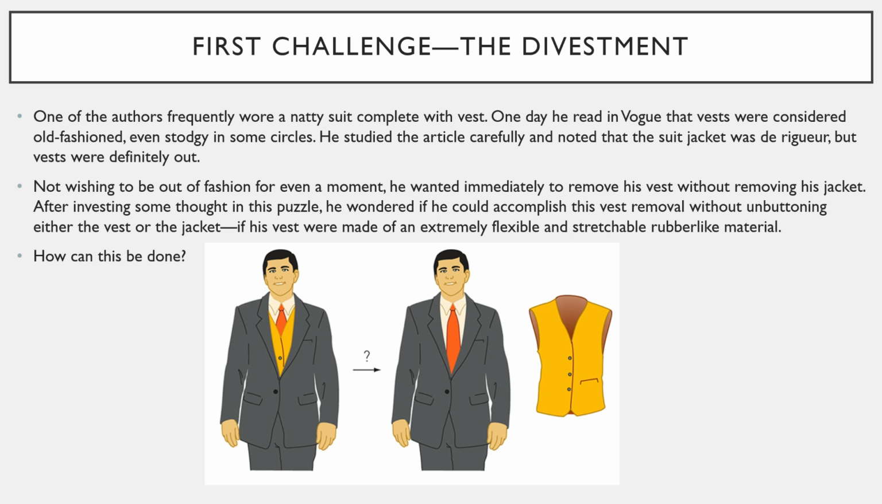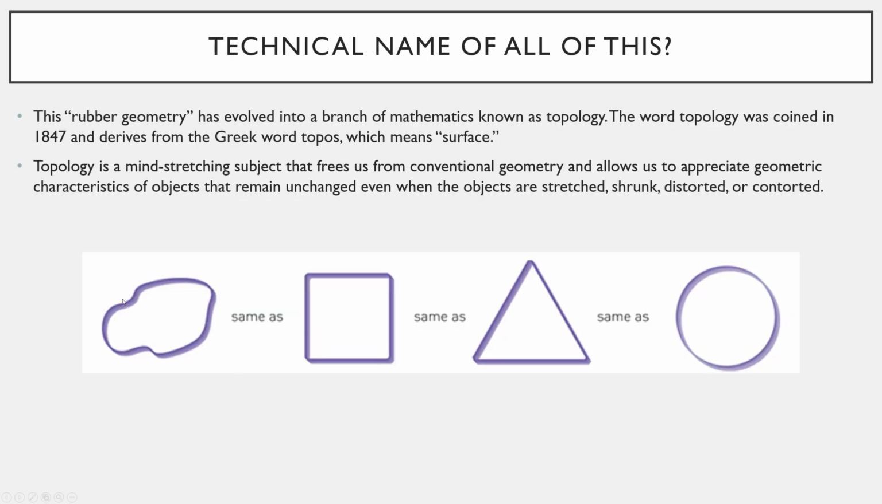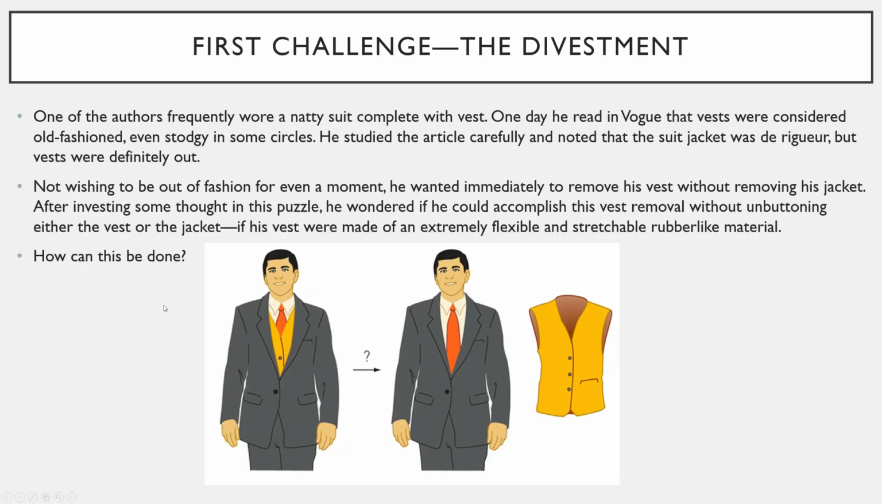The only way you can do this, obviously, is if the vest were made of an extremely flexible, stretchable rubber-like material, like a rubber band. And this is what we're going to talk about with rubber geometry. So how could this be done? His vest here, you can stretch it and contort it any way you want. But what you cannot do is take it off or unbutton your jacket. So can this be done? Well, yes, it can.